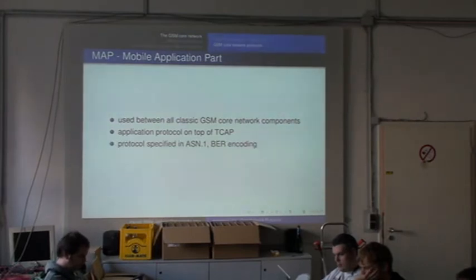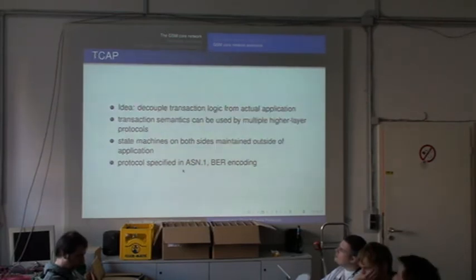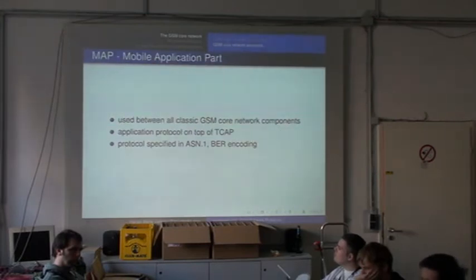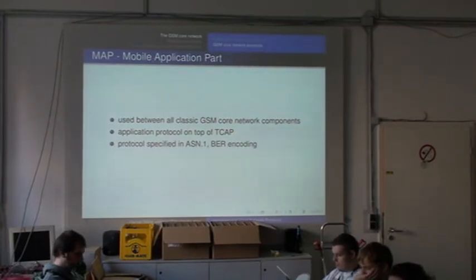Okay, now MAP is what's used between all the core components. Oh, by the way, I didn't mention that TCAP messaging is specified in ASN.1 and uses Basic Encoding Rules. And the same is true for MAP. MAP is then the application protocol that's used on top of TCAP for GSM. In MAP you have location update, MO-SMS, MT-SMS. You have inter-MSC handover of calls. You have updating of subscriber information, cancelling location information, and many operations.